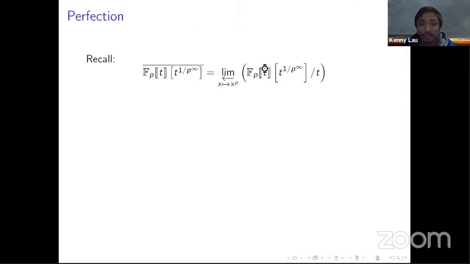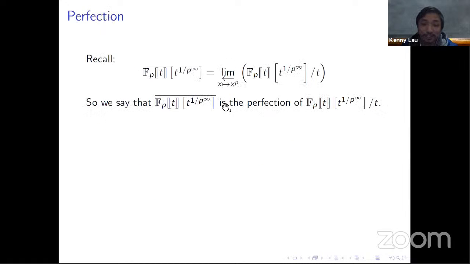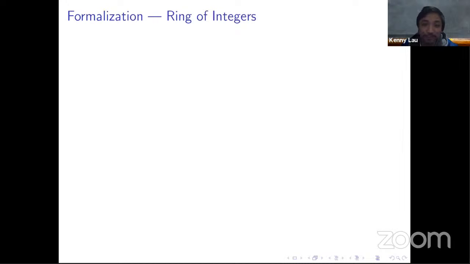Okay, so this diagram, right? We basically want to formalize this diagram in Lean, but there are problems here. What do you mean by ring of integers? Okay, yeah. So let's take an example: Q_p and Z_p, right? We know that Z_p is the ring of integers of Q_p. What does this precisely mean in Lean?